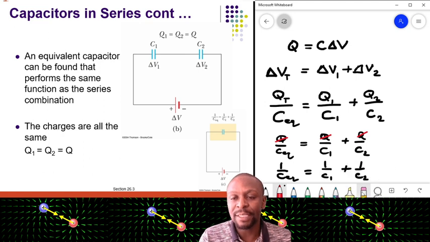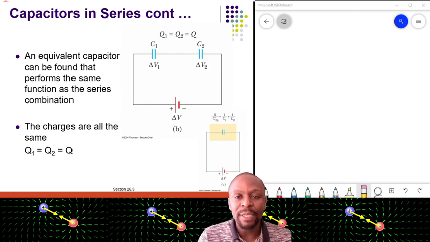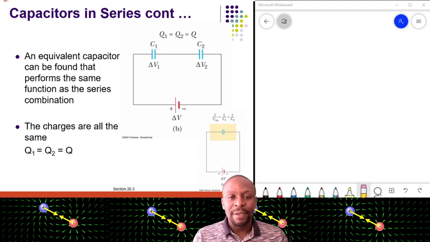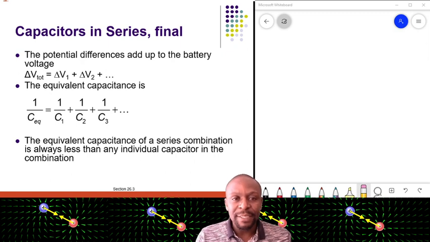Right. So that is the equation that you are seeing there for the capacitors connected in series. Now for capacitors in series, the potential differences add up to the total potential difference. This is what I've just done. The equivalent capacitance of a series combination is always less than any individual capacitor in the combination. So that will always be less when the capacitors are connected in series.